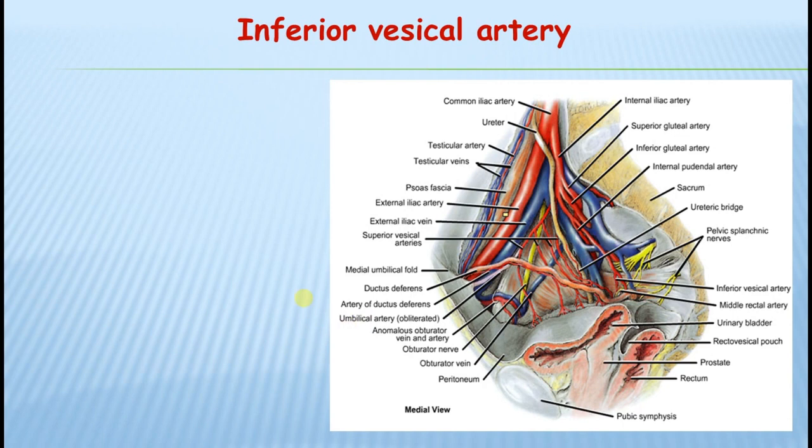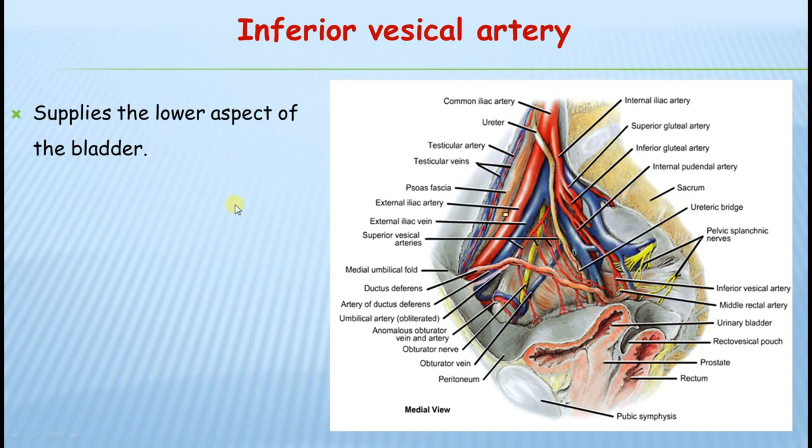The next artery is the inferior vesicular artery. The inferior vesicular artery is again one of the branches of the anterior division of the internal iliac artery. Here you are able to see the abnormal or anomalous artery, where the pubic branch anastomoses with a similar pubic branch of the inferior epigastric artery.